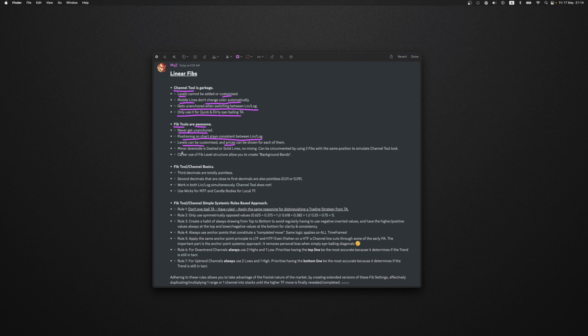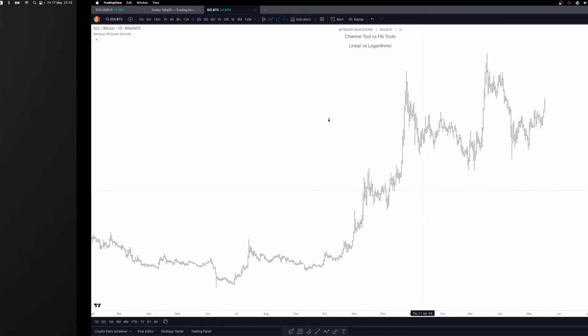And the only minor downside is that all the lines are either dashed or solid, so you can't mix and match them. But that can be circumvented by just using two Fib tools with the same position to simulate the look of a channel tool. If that's really something that your brain is used to seeing as a channel, where you have the solid lines on the outside and then the dashed lines on the inside, you can still simulate the look just by using two Fib tools at the same time. And clever use of Fib tool level structure also allows you to create cool effects like background bands and stuff. So let's cover these things.